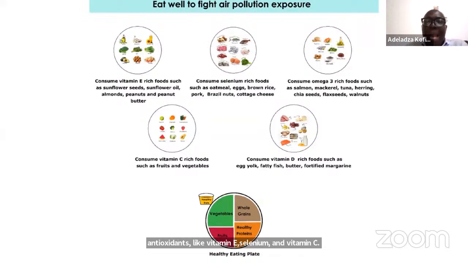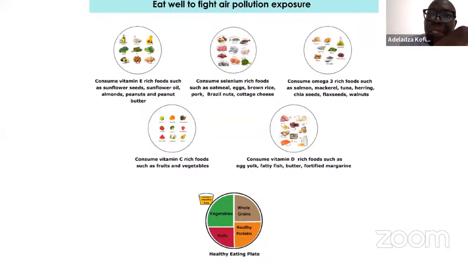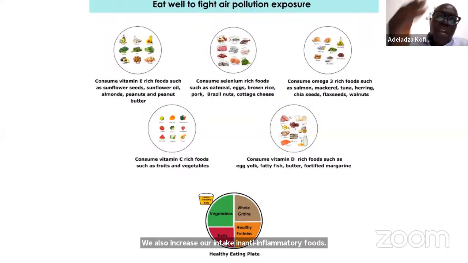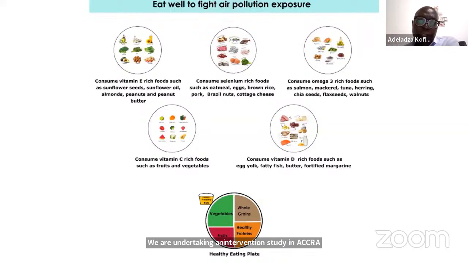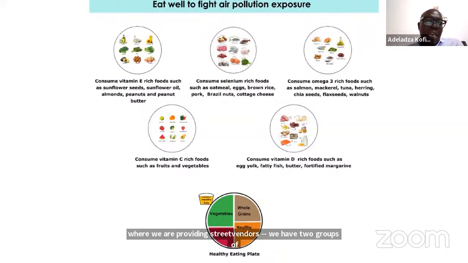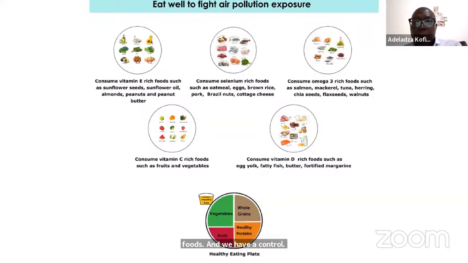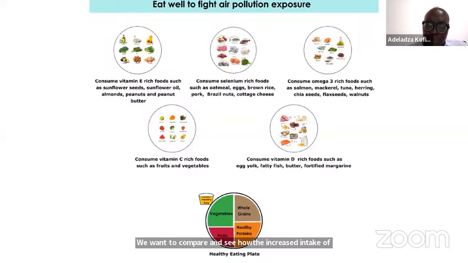And we are undertaking an intervention study in Accra, where we are providing street vendors. We have two groups of street vendors where we are providing one group with antioxidant-rich foods and the other as the control. And we want to compare and see how increased intake of antioxidant-rich vitamins and food will help to mitigate the air pollution health effect among this vulnerable population.